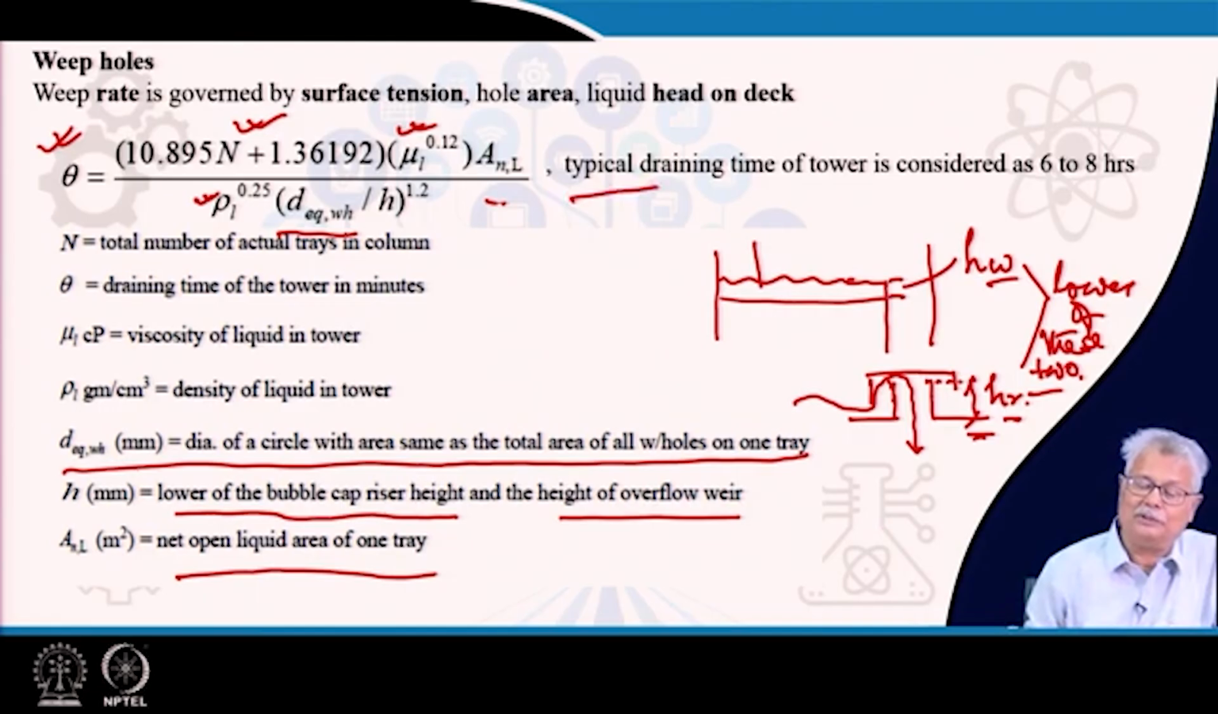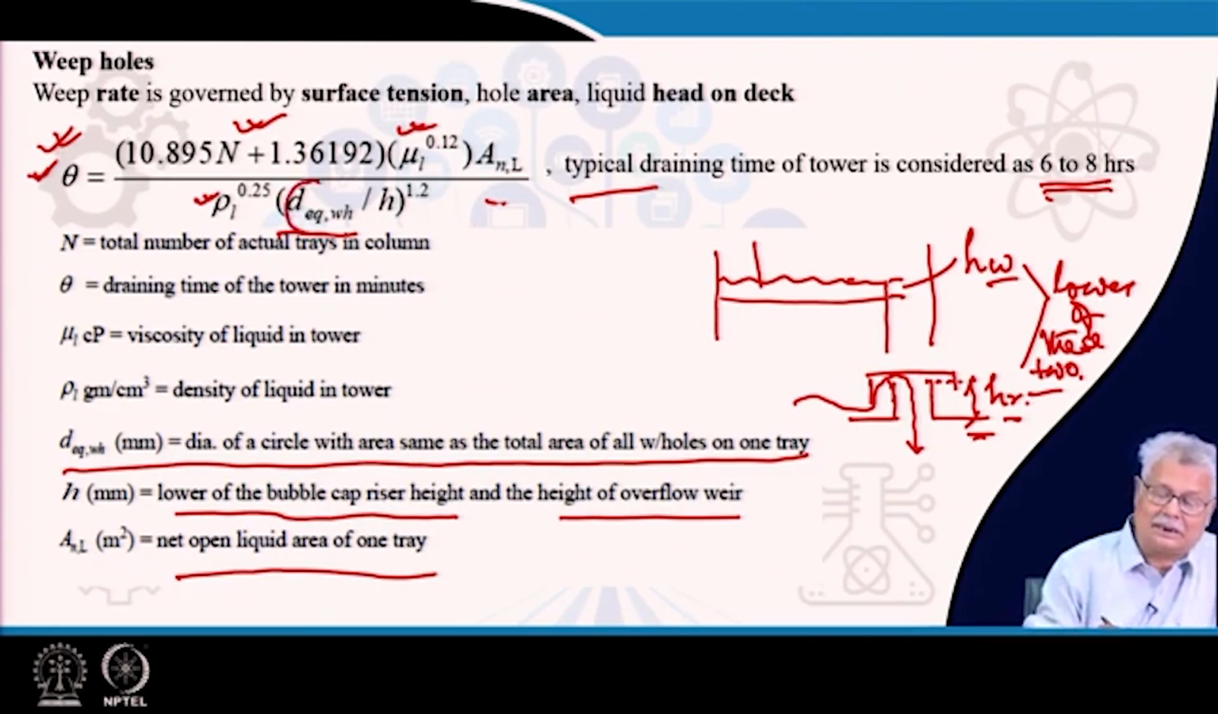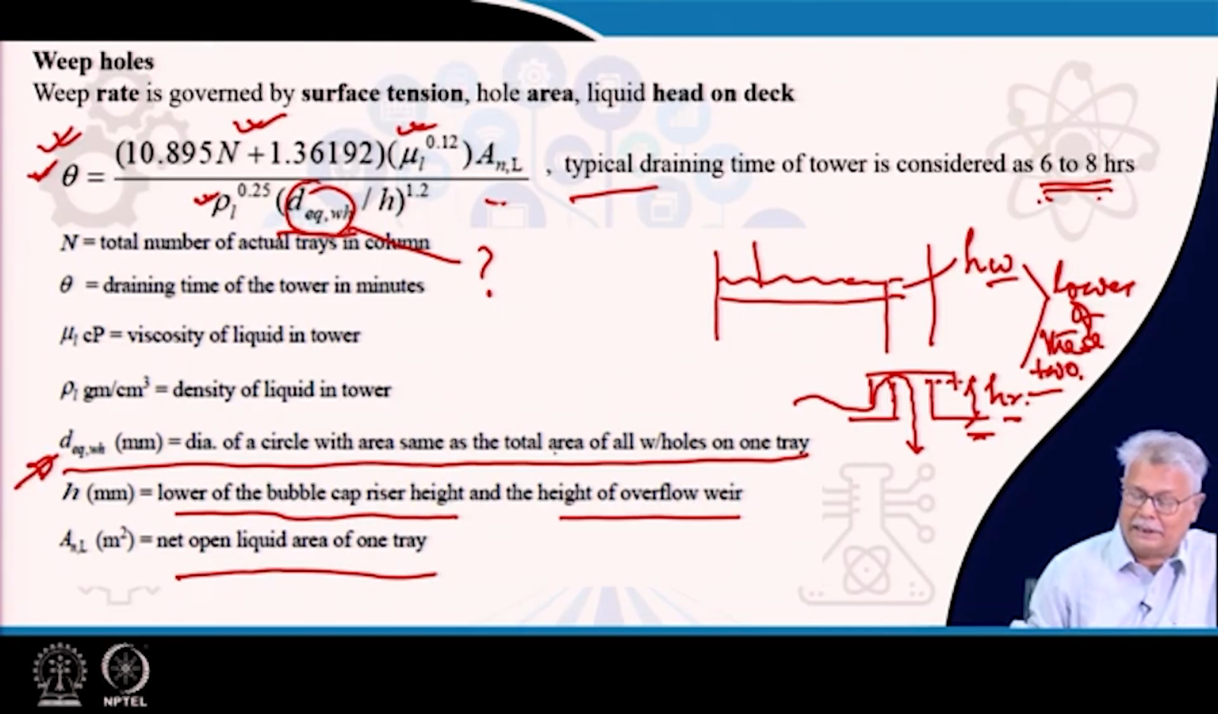Now, my question is, how do we use it? Typical time for draining is 6 to 8 hours. So, we know theta. If you have defined your system, everything here except this term is known. If I set my theta to be either 6 or 8 hours, mind you that theta has to be in minutes, and in that case we can find out the D equivalent, and we know the total area of all holes on one tray.